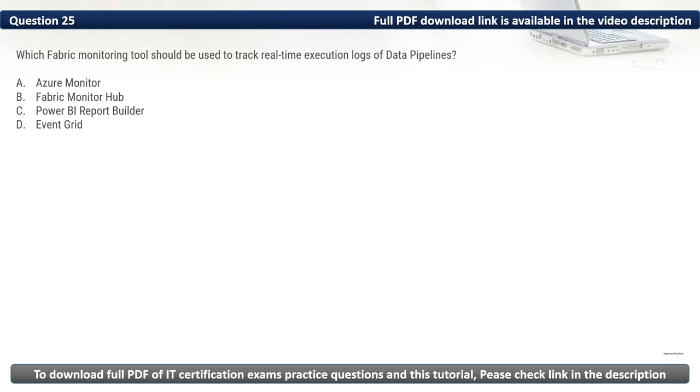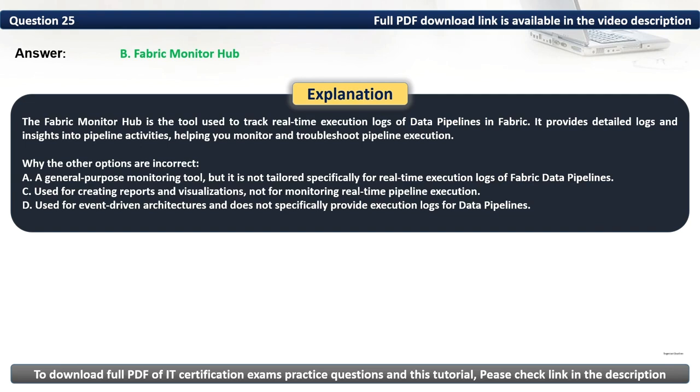Then we have D, Event Grid. It is used for event-driven architectures and does not specifically provide execution logs for data pipelines. As such, the Fabric monitoring tool that should be used is Fabric Monitor Hub. Thus, the correct option is B. The Fabric Monitor Hub is the tool used to track real-time execution logs of data pipelines in Fabric. It provides detailed logs and insights into pipeline activities, helping you monitor and troubleshoot pipeline execution.